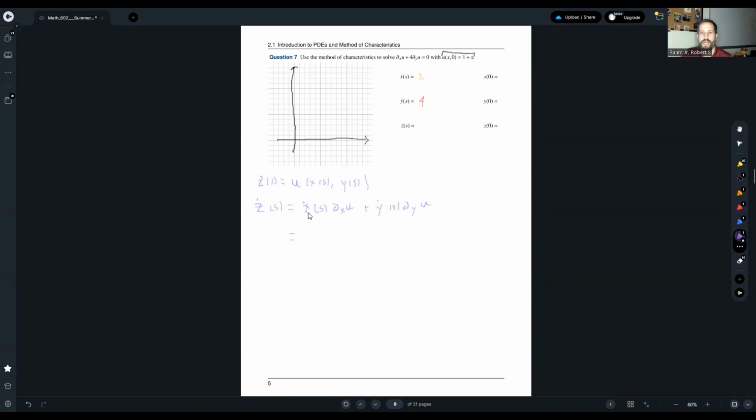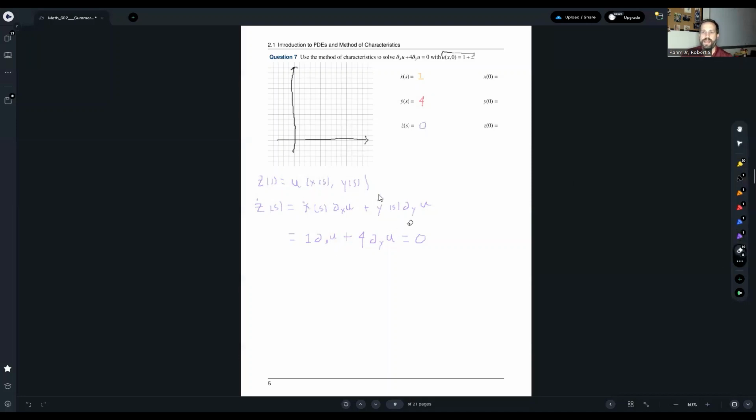And remember, x dot of s is always going to be the thing that's multiplying the partial derivative of u with respect to x in the PDE. So I know that's going to be 1 in this case. And then y dot of s is always going to be the coefficient on the partial derivative of u with respect to y. So this is going to be plus 4 times the partial derivative of u with respect to y. And if u is a solution to the PDE, then this is equal to 0. So z dot of s is equal to 0.